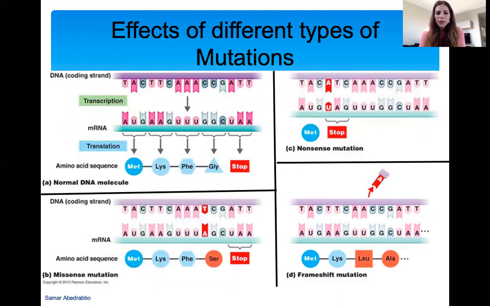So as a review of mutations, the effects of different types of spontaneous mutations. With spontaneous mutations, you can have nucleotide substitutions or nucleotide additions or deletions. With nucleotide substitutions, it leads to three outcomes. You can get a silent mutation, you can get a missense mutation, and you can get a nonsense mutation. With adding or deleting bases, it leads to a frame shift mutation.